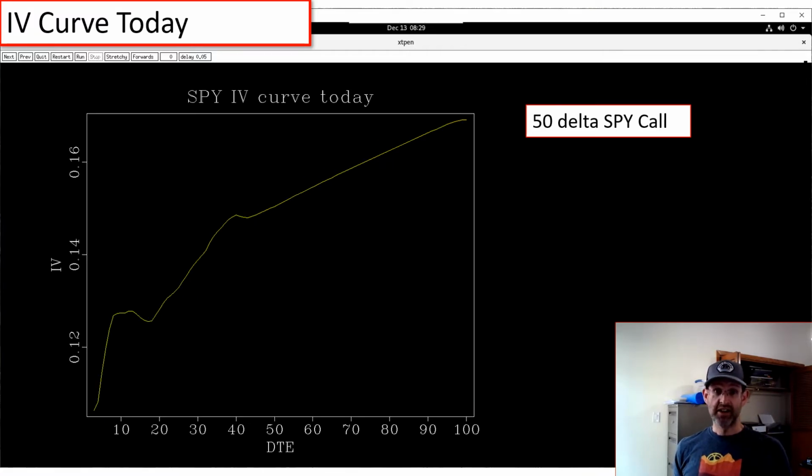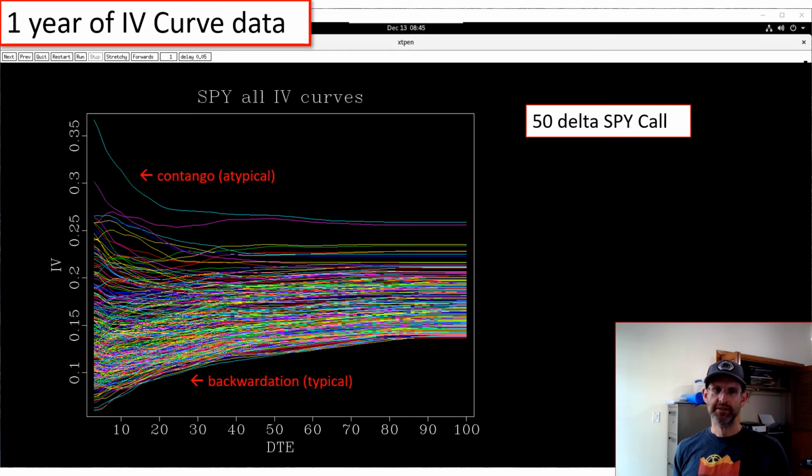Today's IV curve has a bunch more noise than the average curve, but it still has roughly the same shape. So the IV curve is still in backwardation.